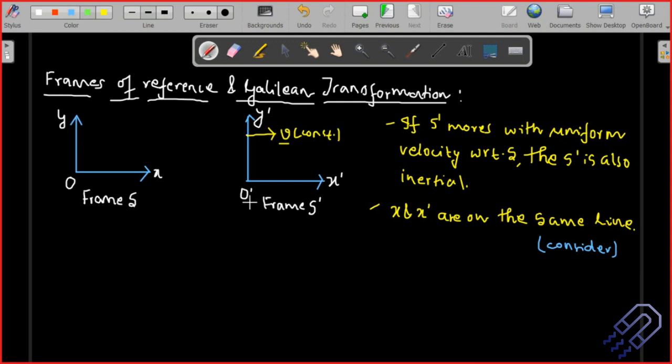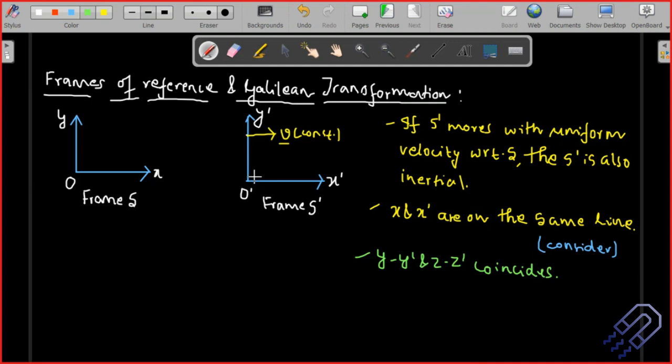Second point, we also say that there is no motion along y and y dash, so y and y dash and z and z dash coincide. What does it mean? It's possible that there might be a motion along the y-axis, or a motion along the z-axis. The z-axis may be out of the plane or inside the plane, the y-axis may be up or down. But here what we are saying is that the motion is only along the x-axis. So it doesn't wobble, it doesn't go up and down, it doesn't come out of the plane or go into the plane.